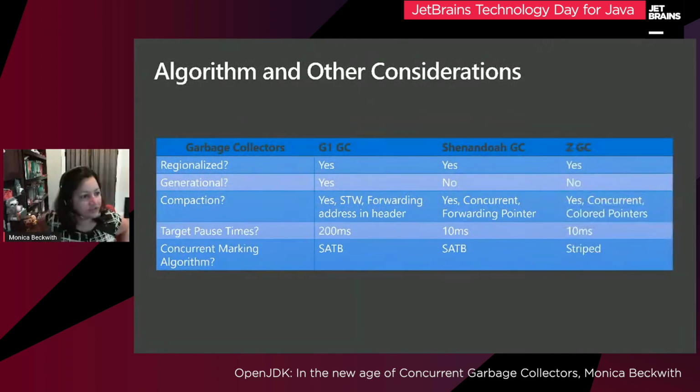So here's ZGC. There's the concept of colored pointers, but compaction is also done concurrently, similar to Shenandoah. Target pause times are similar to Shenandoah, and the concurrent marking algorithm is a little bit different, and I'll cover that briefly as well.